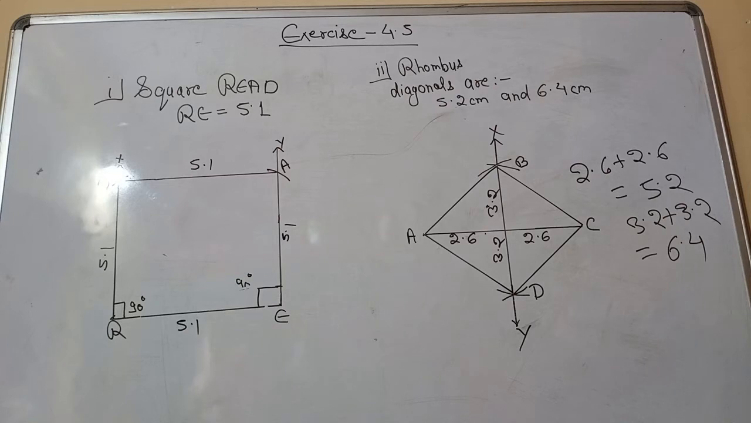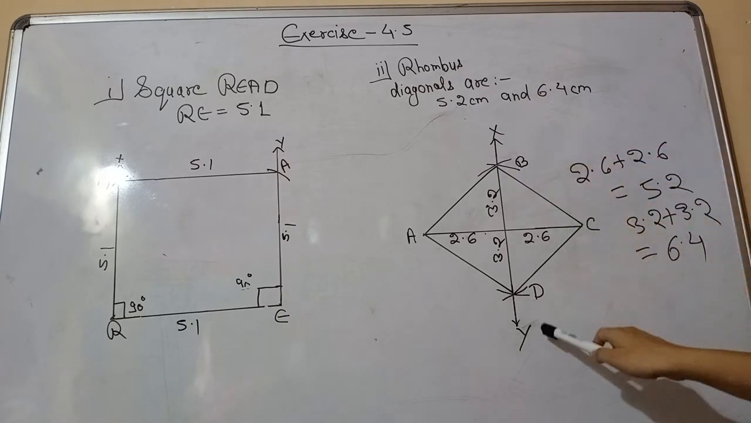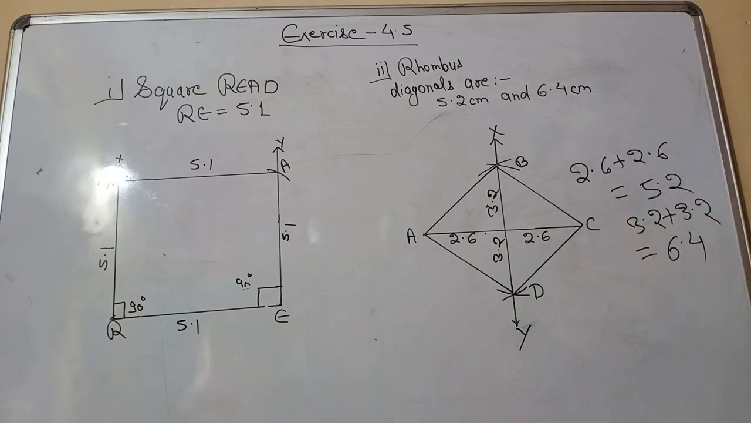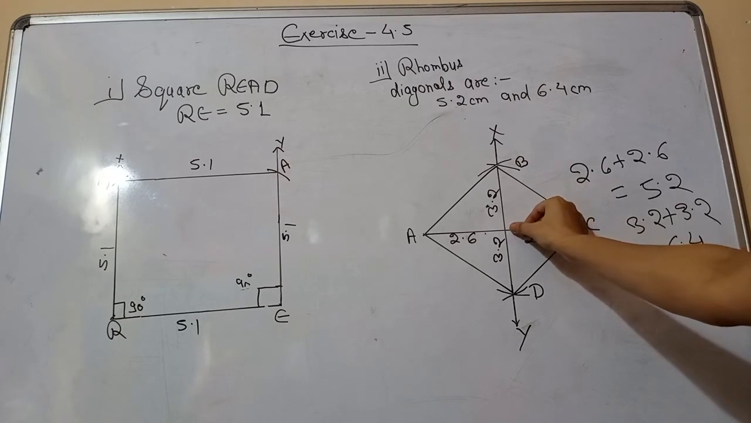Now the next thing you have to do, after joining this, is divide the line XY into its second diagonal. What is our second diagonal? The second diagonal is 6.4. So you have line XY. What will you do? Just put your divider here on the center midpoint.